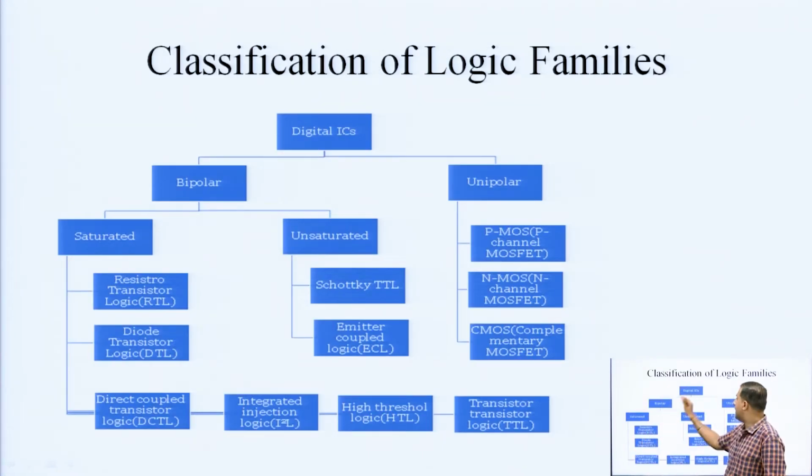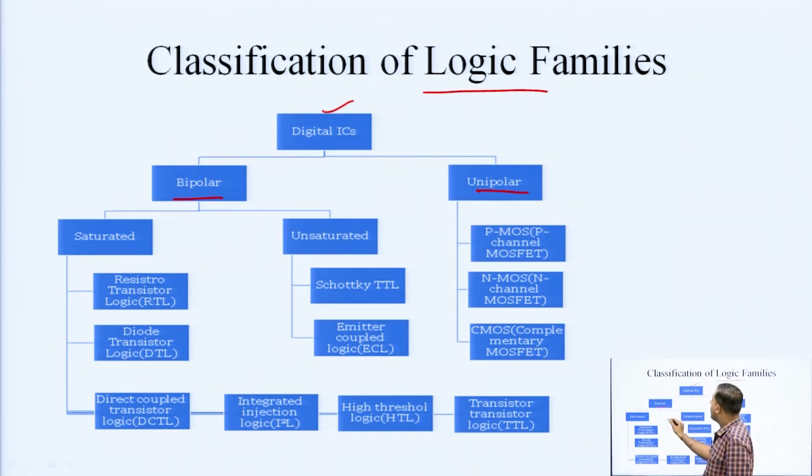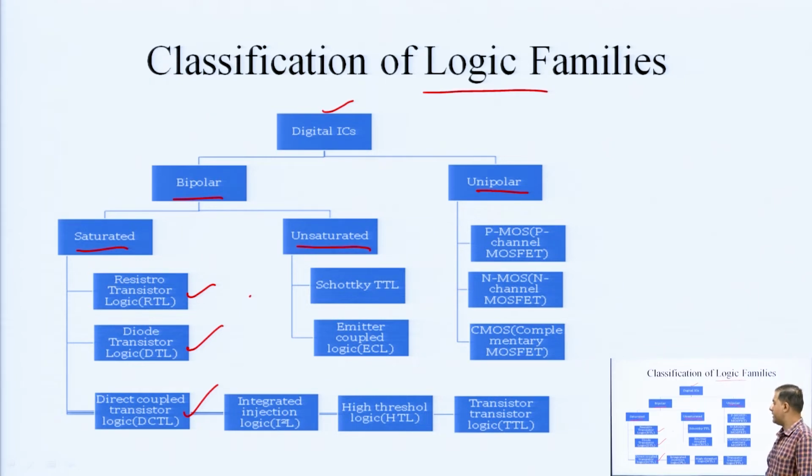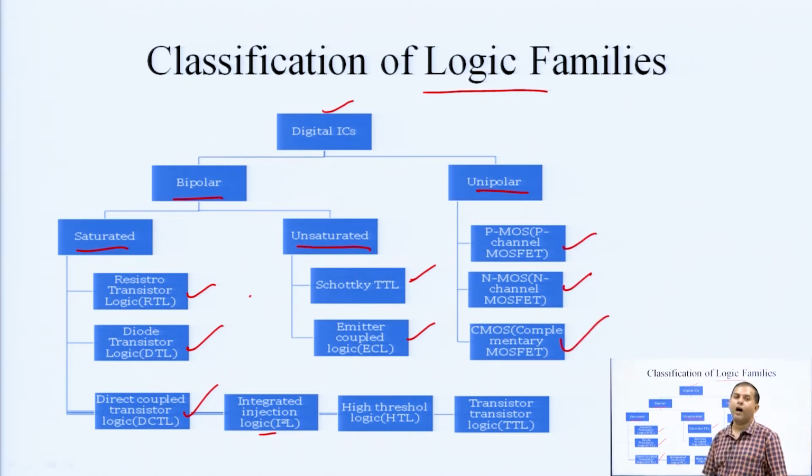So, this is the classification chart for logic families. You can see the digital ICs can be either bipolar or unipolar. Bipolar can be of two types, saturated and unsaturated. Saturated can be classified as RTL, DTL and DCTL. DCTL is direct coupled transistor logic, also termed I square L, integrated injection logic, then HTL and TTL. For unsaturated there are Schottky TTL and emitter coupled logic ECL, and unipolar can be PMOS, NMOS and CMOS. So, this is the classification chart of logic families.